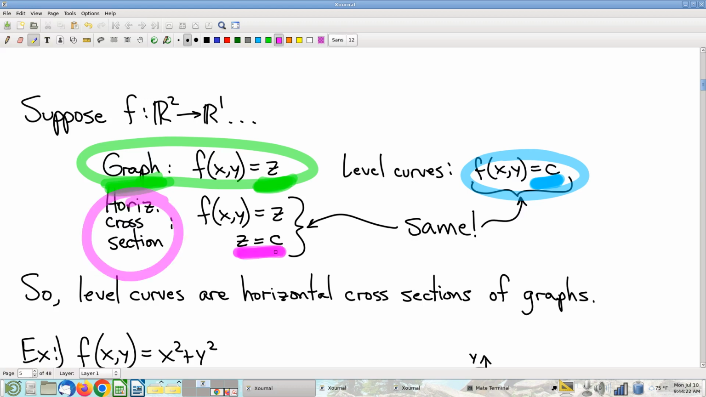Horizontal cross-section means consider the plane where height is a constant, so z is a constant. A horizontal cross-section of the graph means that I'm going to take the graph equation and the horizontal plane equation, combine them together, and all together you get f equals c. You get a level curve, aka a level set. So algebraically, it's just kind of the same thing.